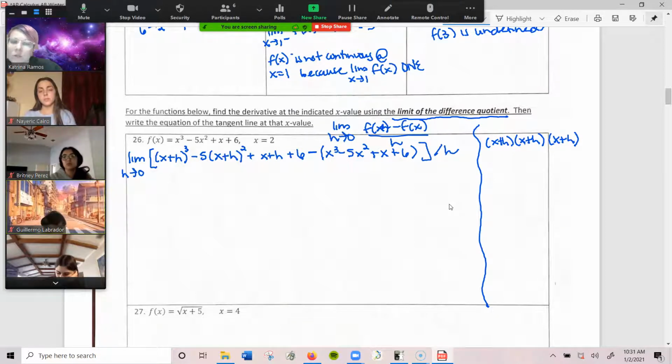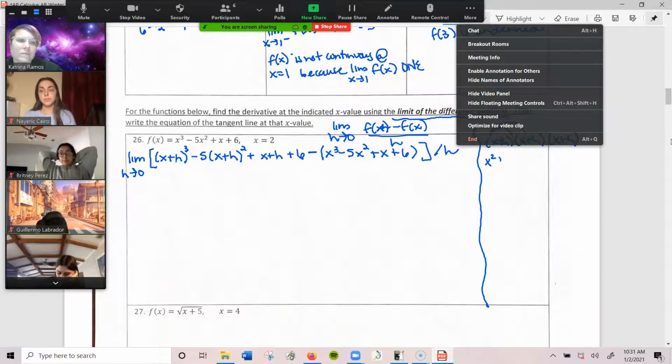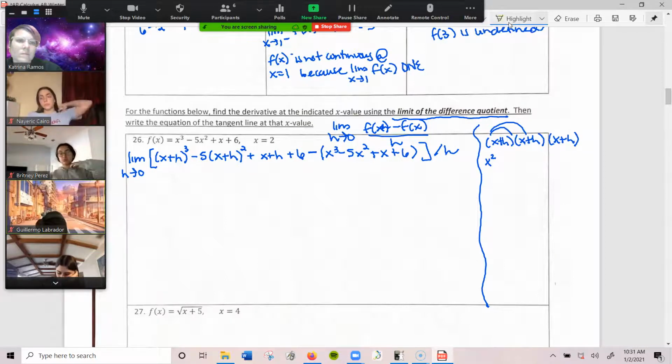If I remember, you can only do two at a time. So this would be x squared plus xh, then plus another xh. Why is this not writing now? Oh, I hate when it does this. Hold on. Okay. So this would be plus 2xh plus h squared.